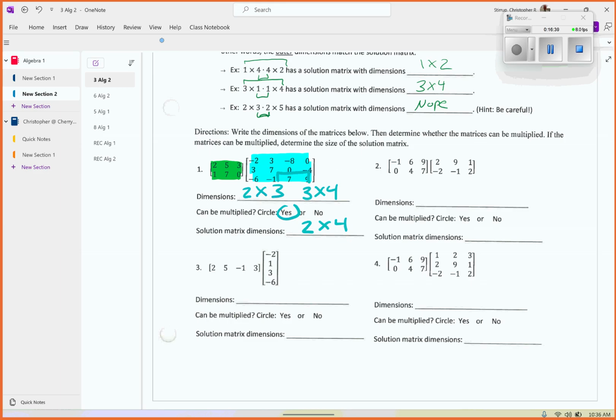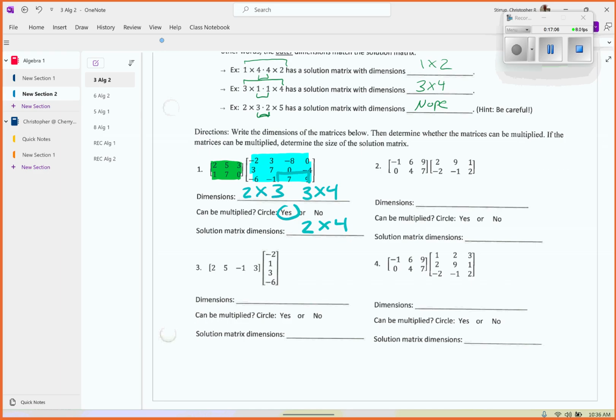And then, so if the insides are the same, the outsides tell you what the result matrix will be. The 2x4 is not the answer. That's not the answer of me multiplying. It's just, this is what, if I were to multiply these together, which I haven't shown you how to multiply yet, but my multiplied answer will have 2 rows and 4 columns. So it's like a combination of this one and this one. Okay?